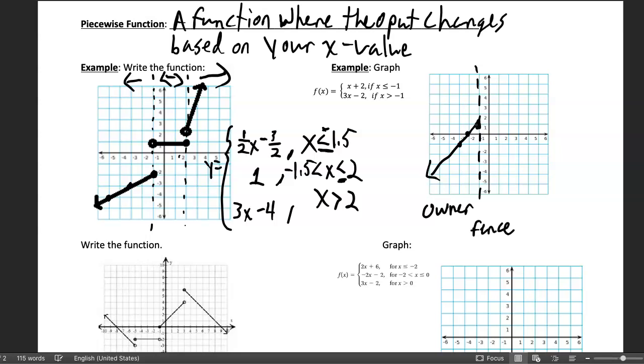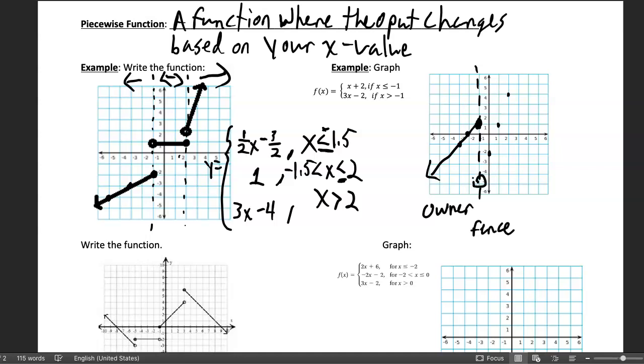Now this is the owner, so it gets the dot right there. What about 3x minus 2? Well, let's look at that. We start at minus 2. We go all the way up, 1, 2, 3, over. 1, 2, 3, over. We go down, 1, 2, 3, we go over.